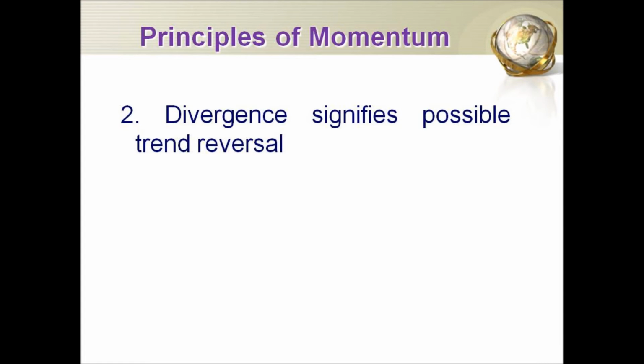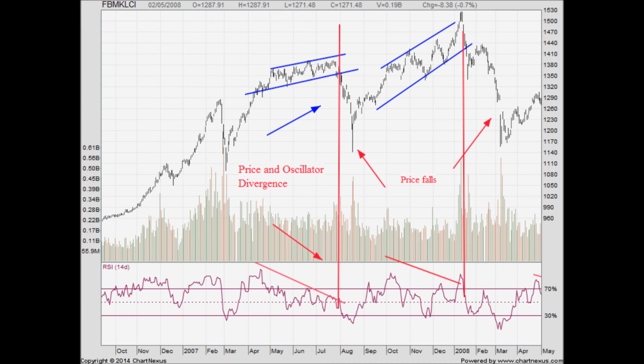Second principle is that divergence signifies possible trend reversal. In this chart, we see that while the upper price trend is trending higher, the bottom oscillator is having lower high and lower low. This is called divergence. When you see divergence, it may signify trend reversal.